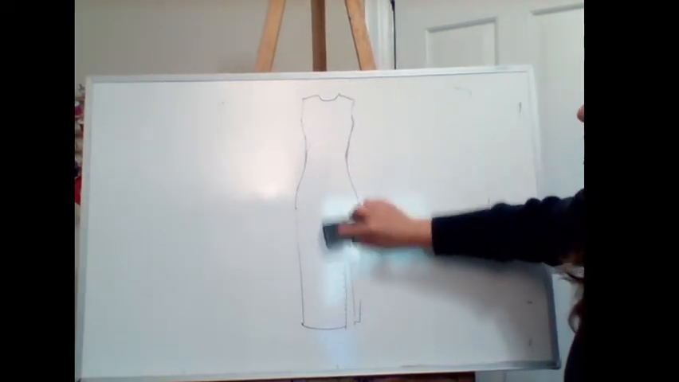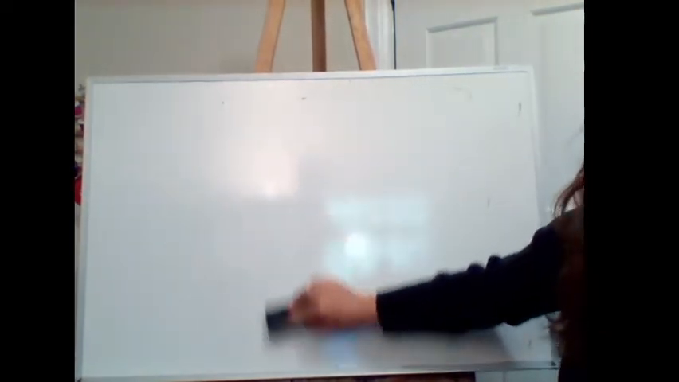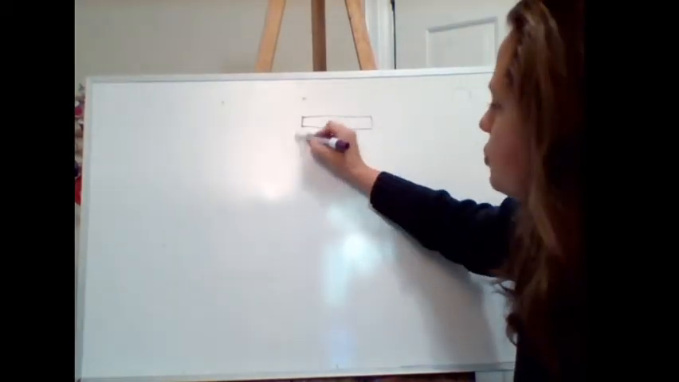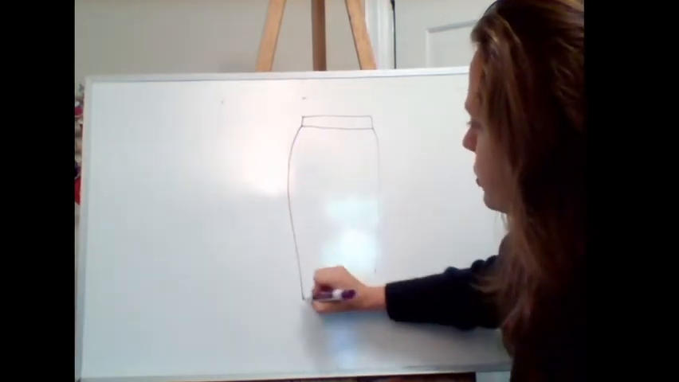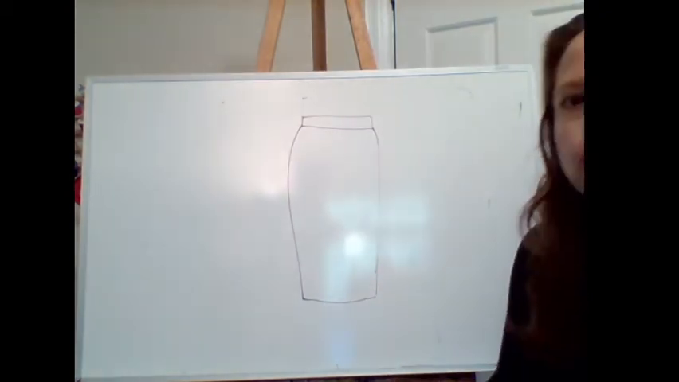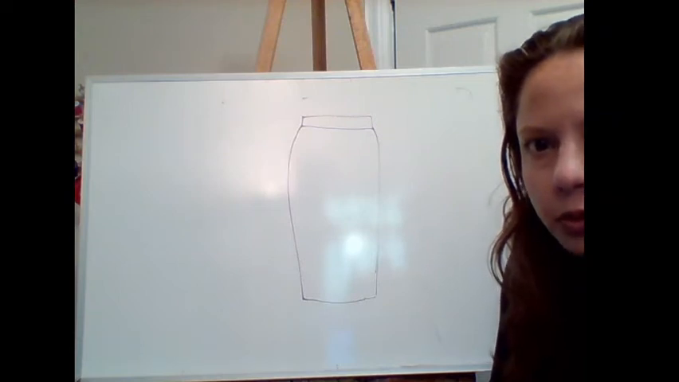Now this is most commonly seen on skirts, so I'm going to draw it on a skirt, although you can put it on a dress if you would like. But it is most commonly seen on a little pencil skirt that you might wear to work or school. So let's do a little pencil skirt. Let's assume it's coming down to maybe about the calf. And it's quite narrow, obviously creating a whole bunch of walking ease issues.